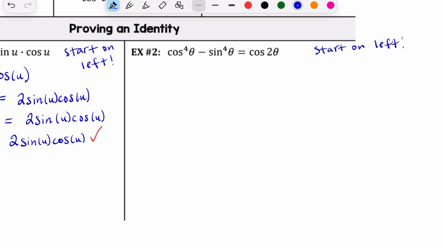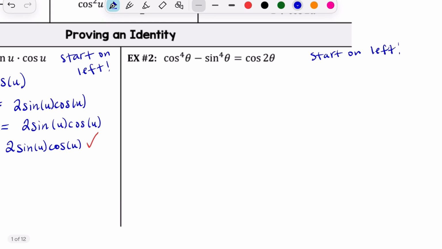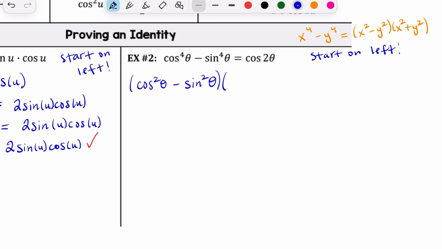And what I notice here is that I have something to the fourth minus something to the fourth. That reminds me a lot of a difference of squares. Like if I had x to the fourth minus y to the fourth, I could factor that as x squared minus y squared times x squared plus y squared. So I'm going to do that here. So I'm going to factor cosine to the fourth minus sine to the fourth as cosine squared theta minus sine squared theta times cosine squared theta plus sine squared theta. And the right side remains unchanged.